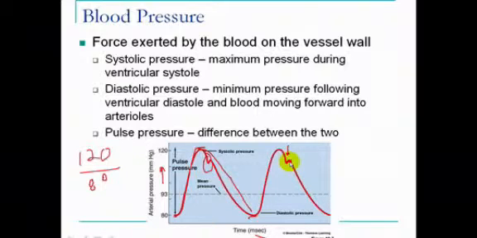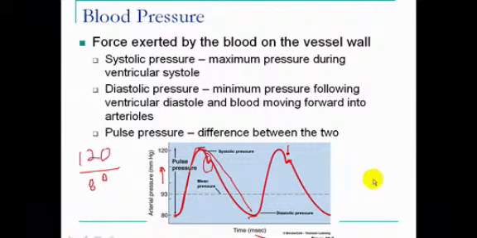Now you can figure out what your pulse pressure is. Pulse pressure is the difference between your systolic pressure and your diastolic pressure. A pulse is the throb you feel when you palpate an artery and you trap it between usually a bone and your two middle fingers. You're feeling that throb, and that throb is the difference between the systolic and the diastolic pressure.